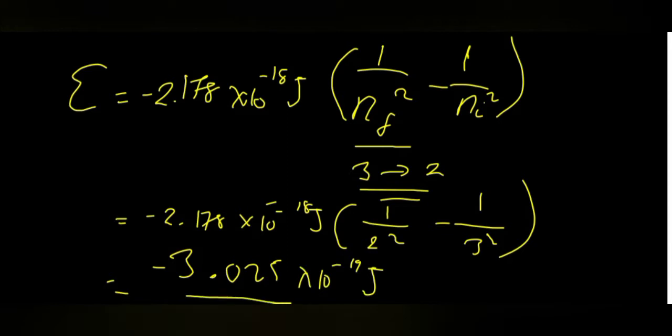So this is the energy change for an electron to move from the third energy level to the second energy level. The reason why it is negative is that when you are moving from a higher energy level to a lower energy level, an electron is supposed to lose energy because it is moving to an energy level that has lower energy. So it has lost this amount of energy to drop to the second energy level.